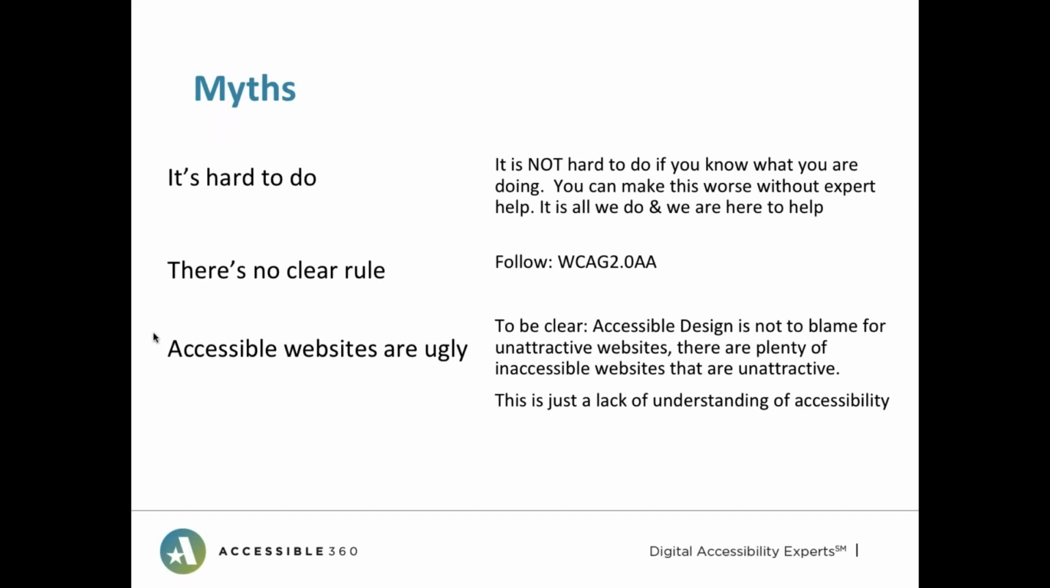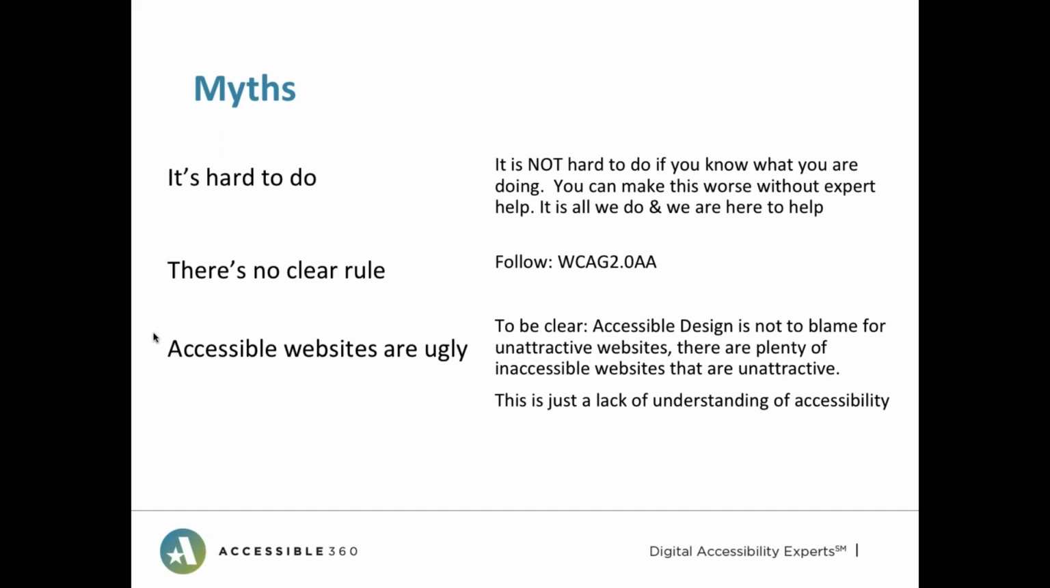Here's a couple of quick myths, and then I'm going to show you a keyboard-only navigation if there's no other questions, because I think it's really valuable, and the people who watch this later will love it. But one of the, I should say the three probably, biggest questions or myths that I get are, it's hard to do. This is not hard to do if you know what you are doing. You can make it worse without expert help. Some developers will read some things and get some stuff pieced together a little bit.